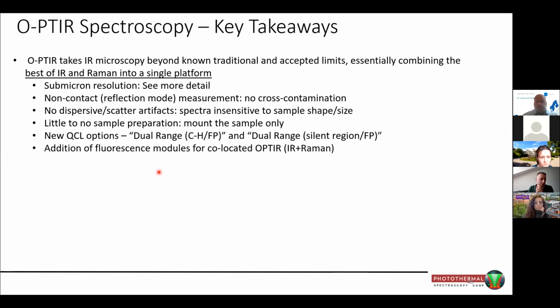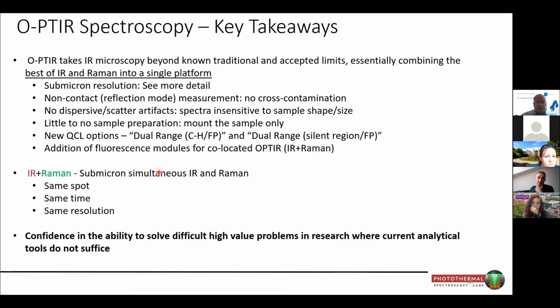And I didn't touch on this, but I want to throw it out there: we're now also looking at combining fluorescence onto the same microscope. Could you imagine imaging your samples with fluorescent labels, and then using the fluorescence image to guide you where to collect your infrared spectra from? Right, so watch this space. And yes, IR plus Raman, same spot, same time, same resolution.